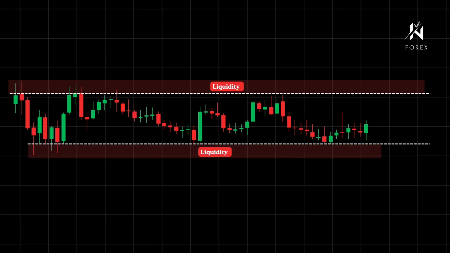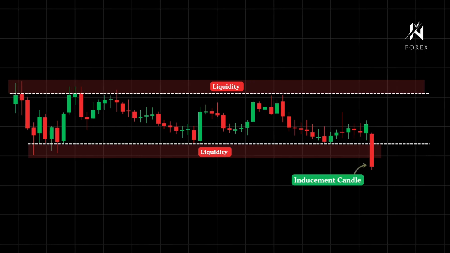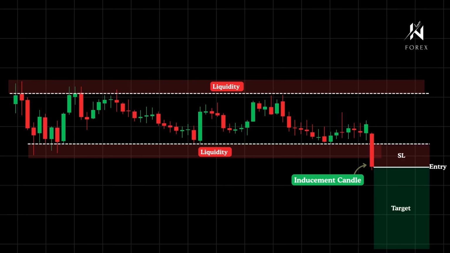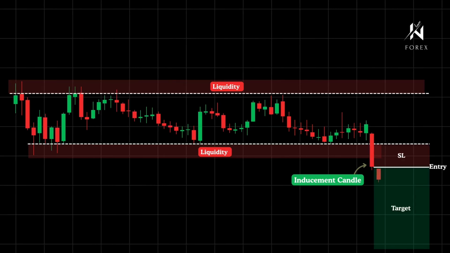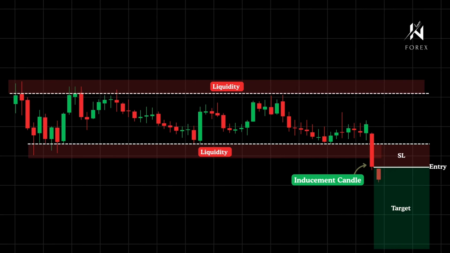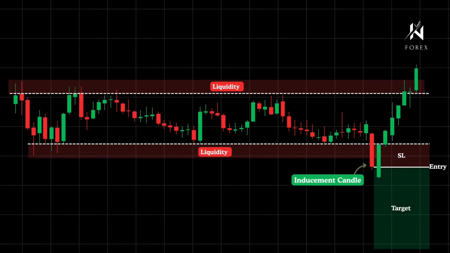As soon as the market breaks below this level with a strong momentum candle, the remaining traders get excited and enter short positions here. Once they enter, the price dips slightly, triggering buyers' stop losses and sweeping the liquidity in this area. Then, it reverses and pushes upward. Let's understand this more clearly on the chart.